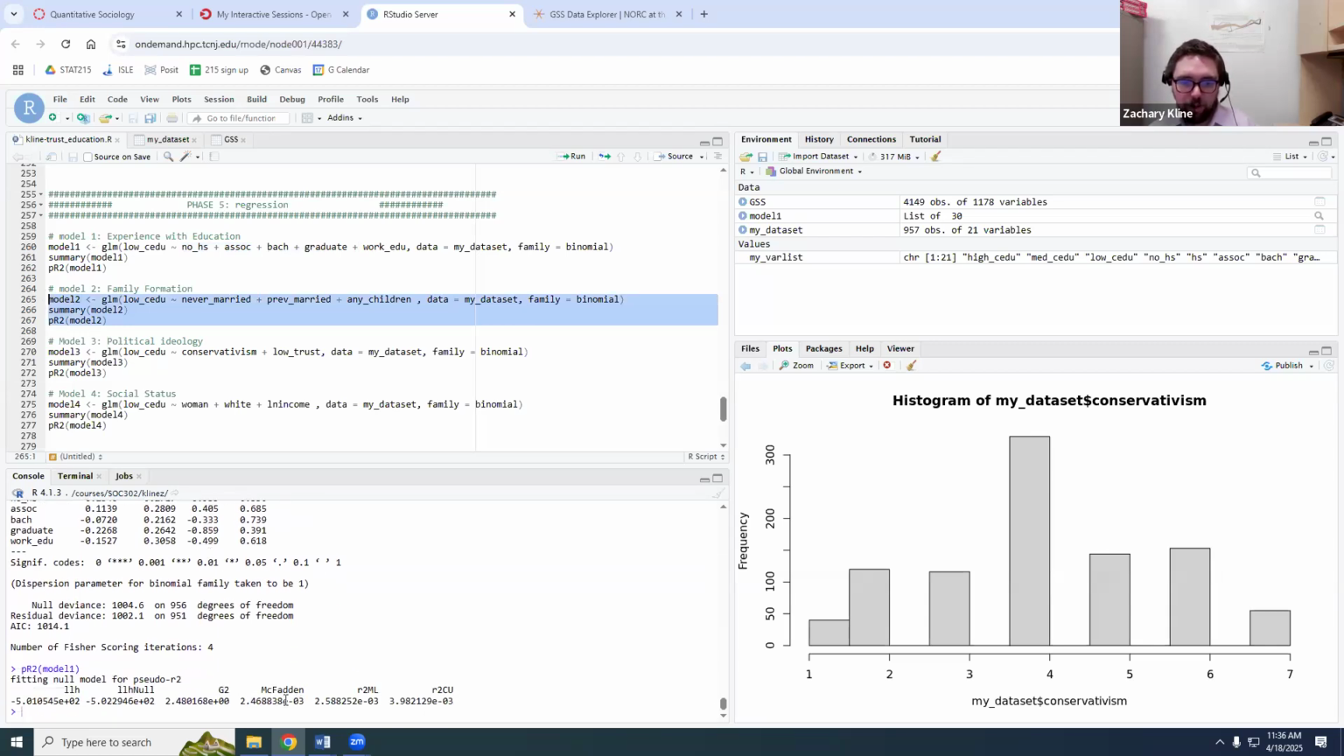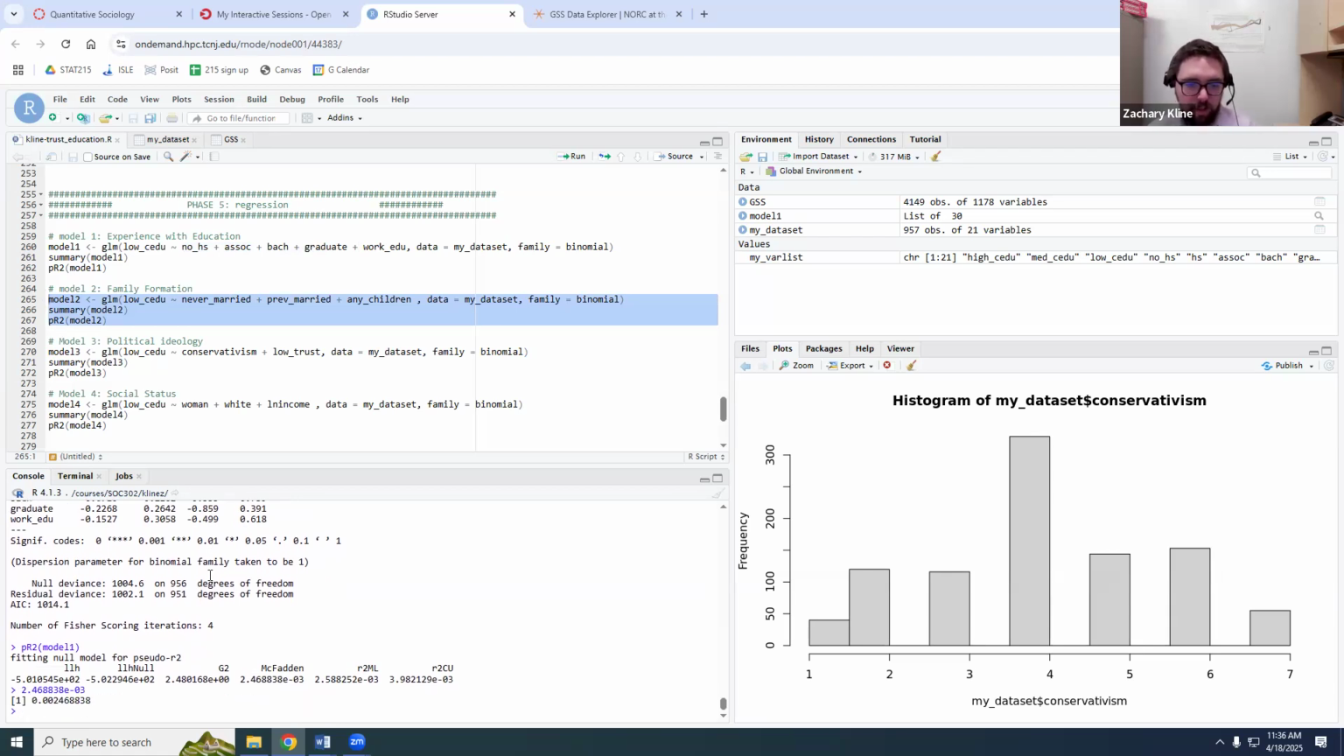Down here we have our R squared. This is scientific notation for 0.002. So this McFadden is what we call a pseudo R squared.